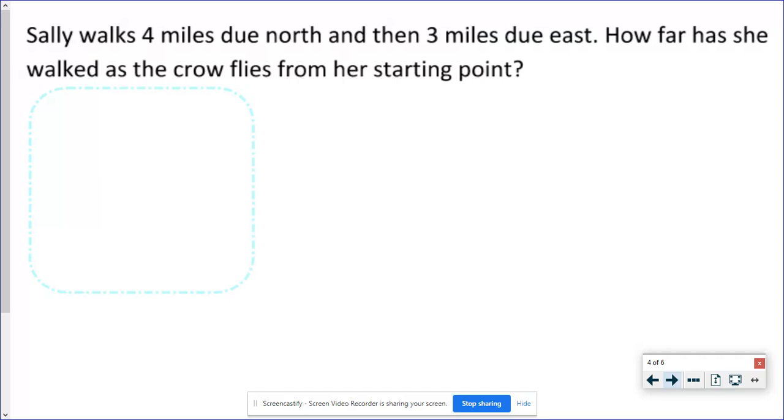Sally walks 4 miles due north and then 3 miles due east. So again, when we're talking about those cardinal directions, we get a right angle. North and east are going to be perpendicular to each other.